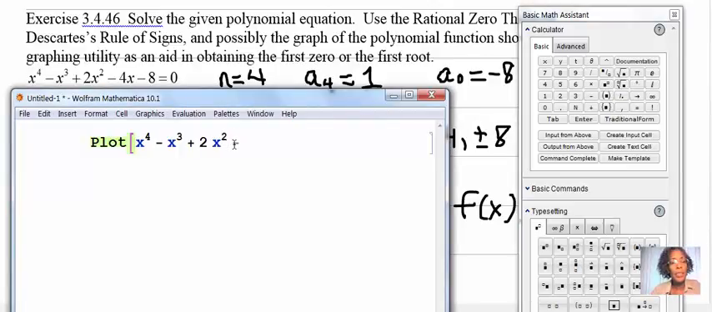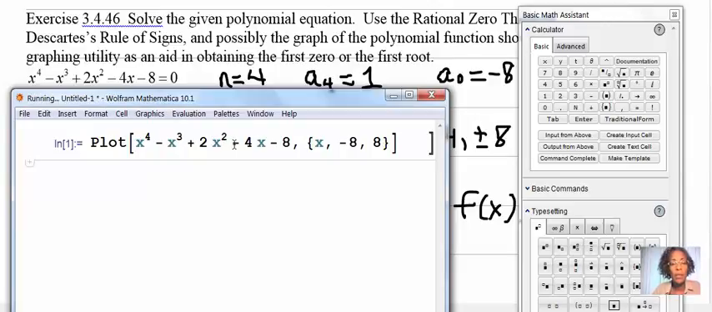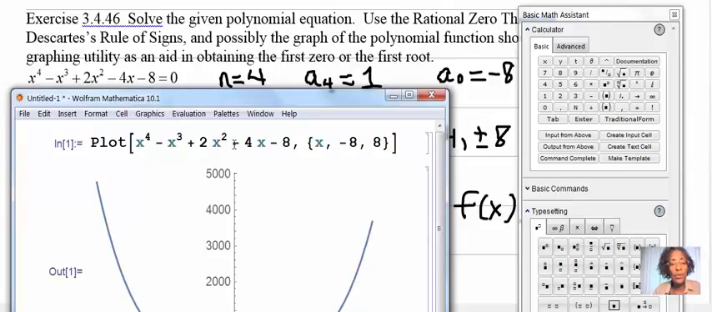So notice how I'm just typing in my f of x, my polynomial, and the only thing that's absolutely required for a function of a single variable here is that I give a range of x. A lot of times it's hard to know what a good range is without just putting in something to start with. So I'll go from -8 to 8. And I hit Shift Enter.